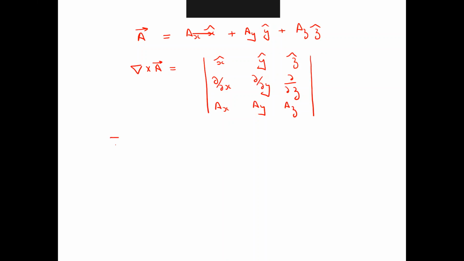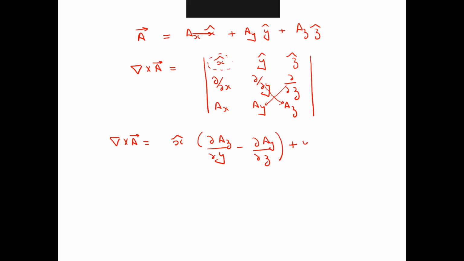The del cross A is going to be given by, I go x, when I go to this, I go to the next column, I multiply cross terms, and this term is added, this term would be plus, the next column is. So it would be del Az by del y minus del Ay by del z. That would be what is in the x side.